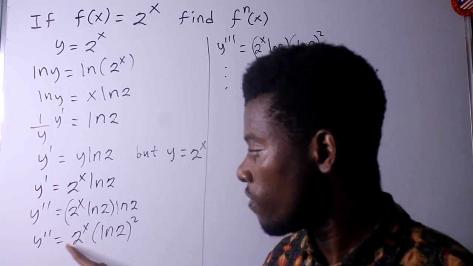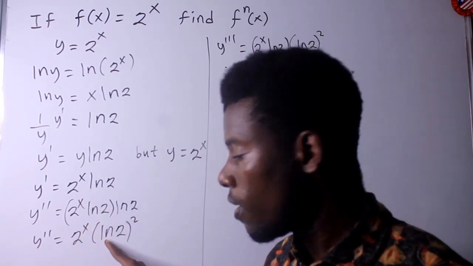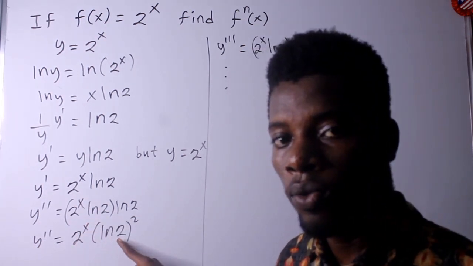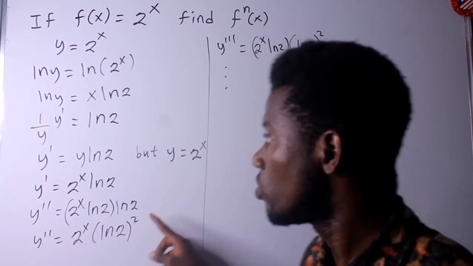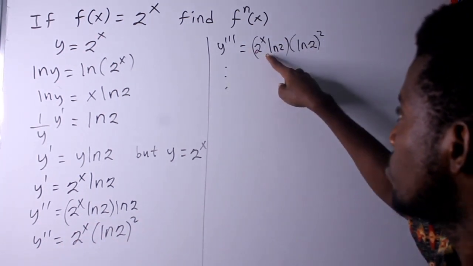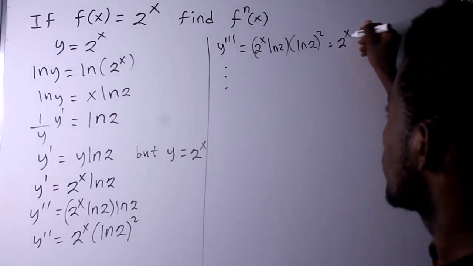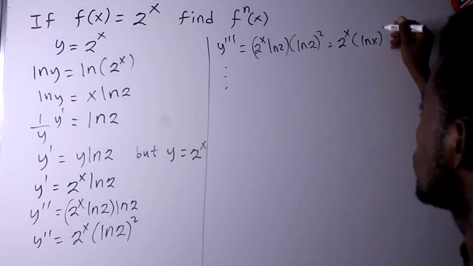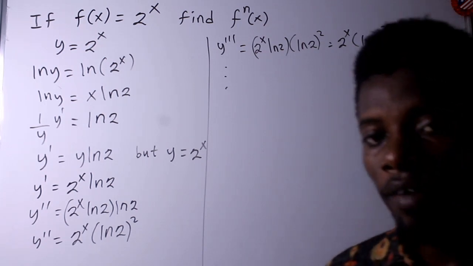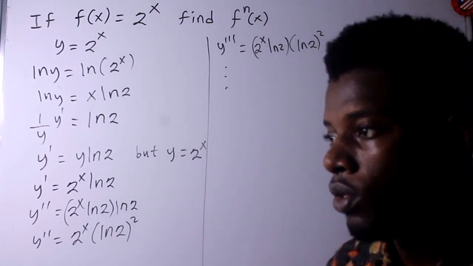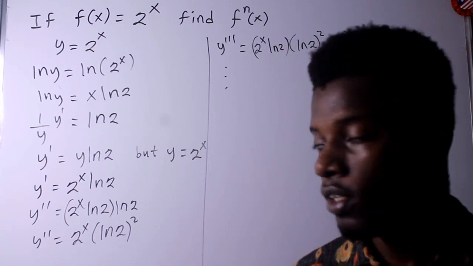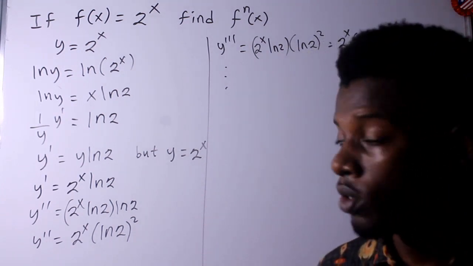For the second derivative, I have the same 2 raised to the power of x, but I have ln of x raised to the power of 2. For the third derivative, I have the same 2 raised to the power of x. If I simplify this, I'll have 2 raised to the power of x times ln of x raised to the power of 3. If I find the fourth derivative, it will be 2 raised to the power of x, the ln of x raised to the power of 4, and so on.